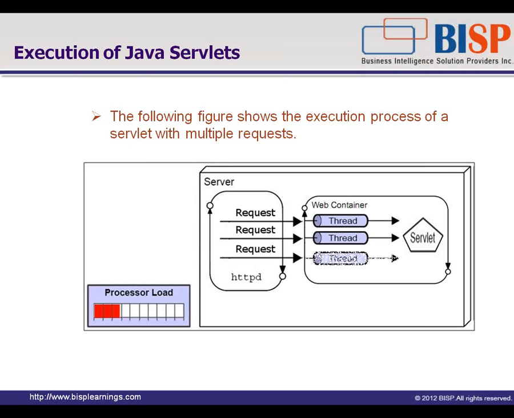So you can see now, as the number of requests increase, the web container created a number of threads for each request, and the workload on my processor remained the same. So this is one of the biggest advantages of Java Servlet. In terms of performance, they are much better than CGI programs.